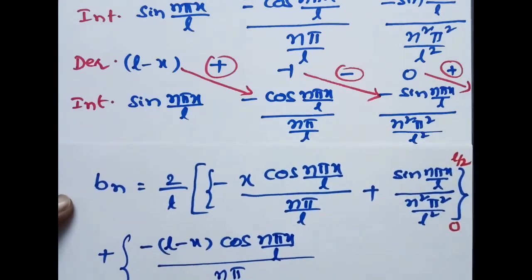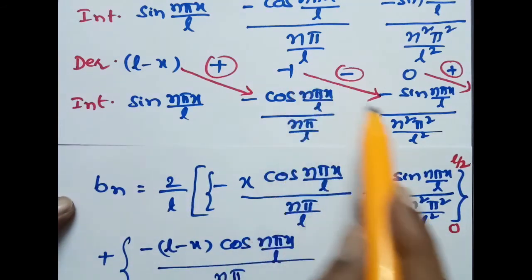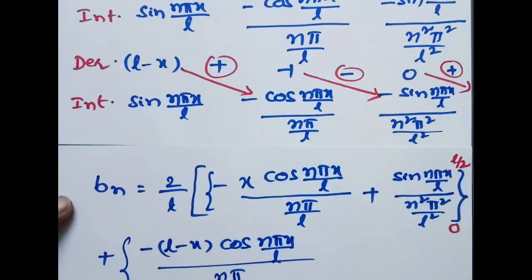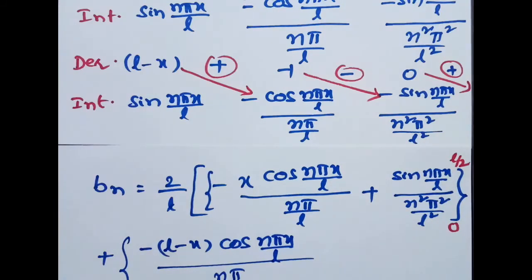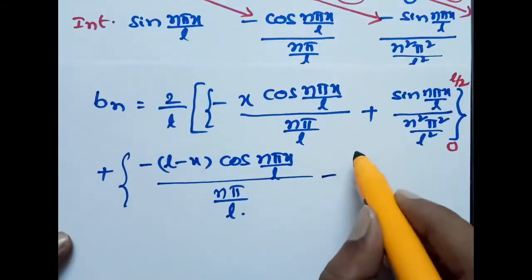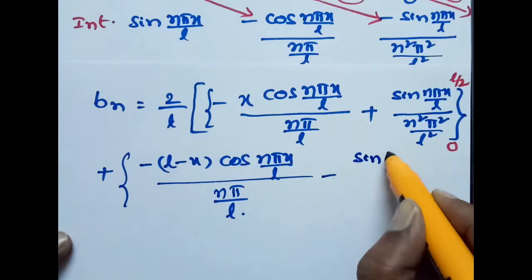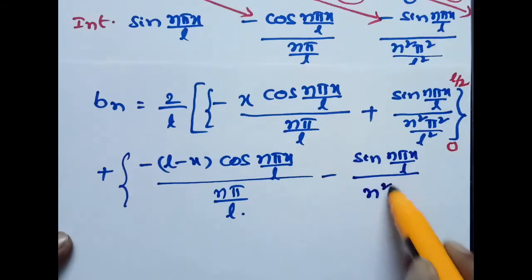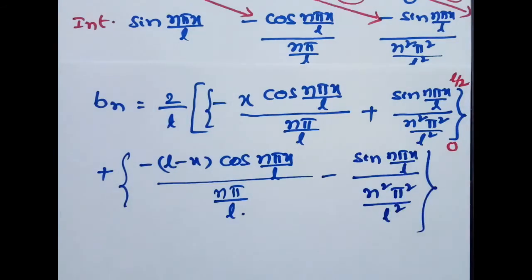Again, next term, minus into minus into minus, sin(n pi x by L) by (n square pi square by L square), minus sin(n pi x by L) by (n square pi square by L square). Limits: L by 2 to L.